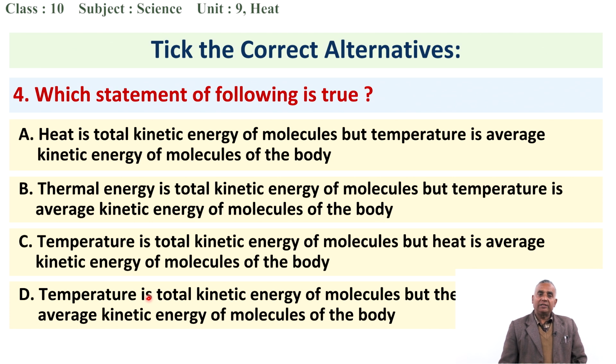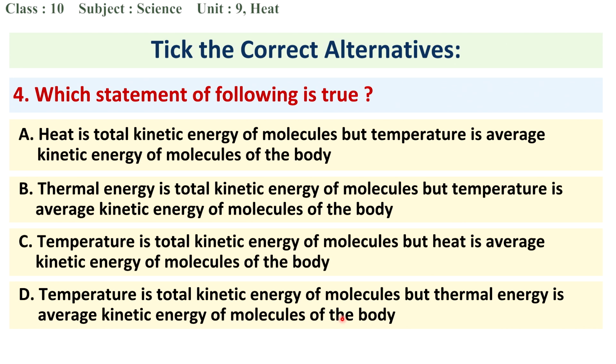Now next question is a little bit more, you have to think. Which statement of following is true? Heat is total kinetic energy of molecule, but temperature is average kinetic energy of molecule of the body. Or thermal energy is total kinetic energy of molecules, but temperature is average kinetic energy of molecules of the body. Slightly different. Find out. Next, temperature is total kinetic energy of molecules, but heat is average kinetic energy of molecules of the body. Or temperature is total kinetic energy of molecules, but thermal energy is average kinetic energy of molecules of the body.